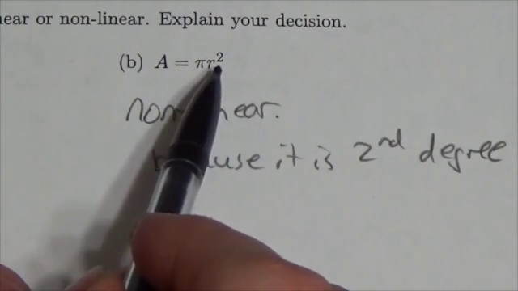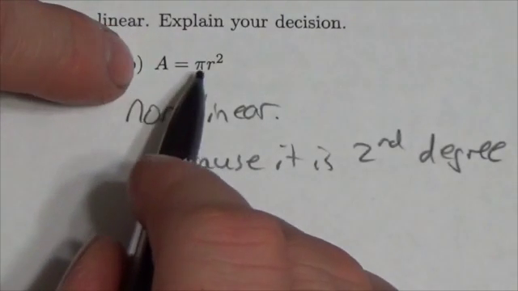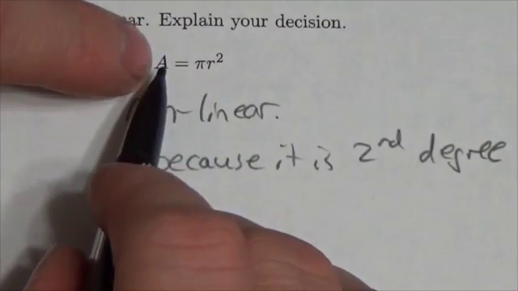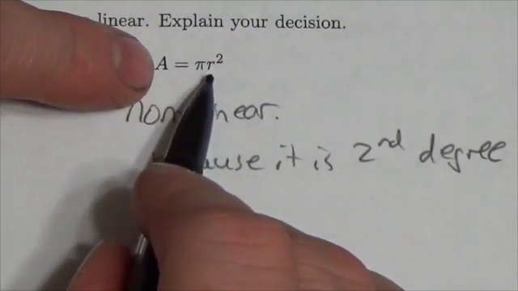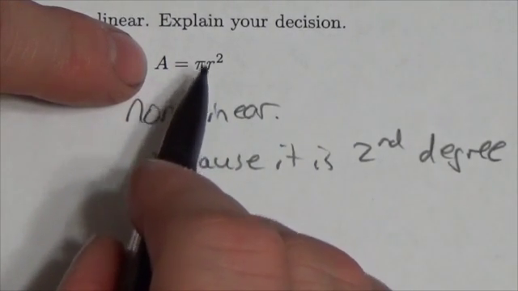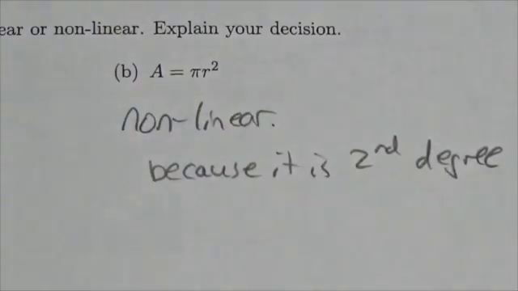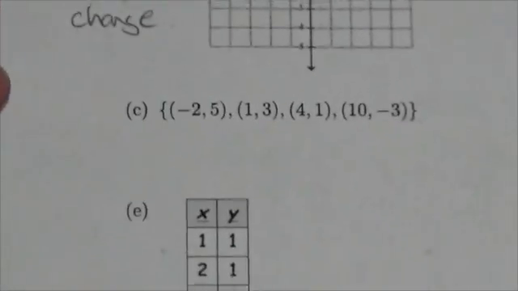And because it's squared. Now think of it like this. We know what this formula is. It's the area of a circle. Area is equal to pi r squared. Area depends on radius, so radius is our independent variable. And because the independent variable is being squared, this is quadratic. It's not linear.